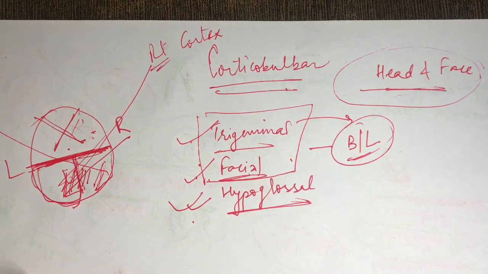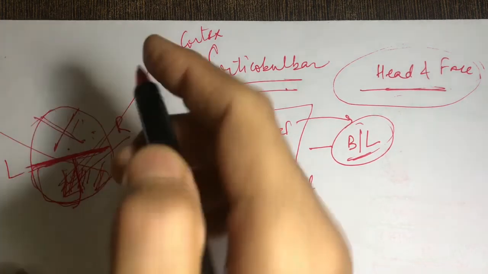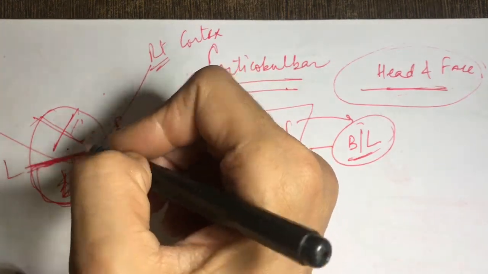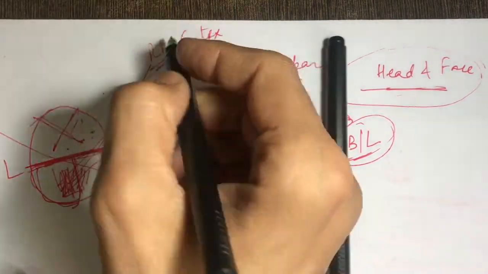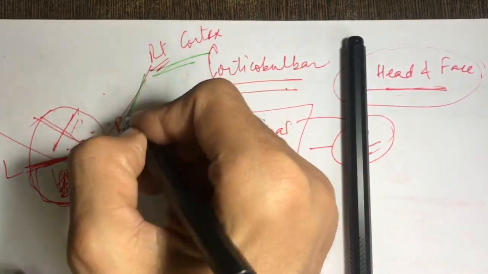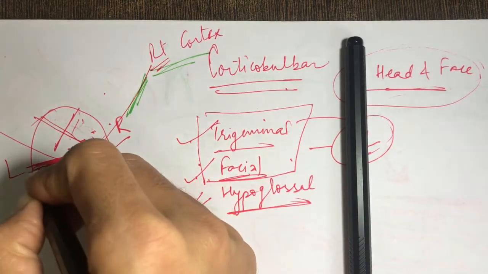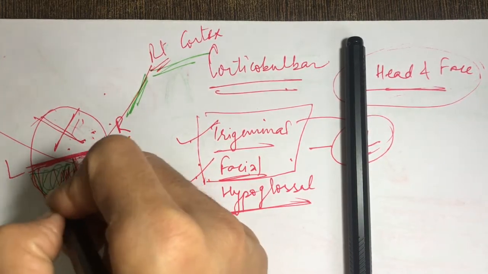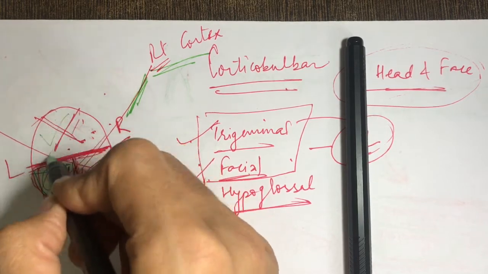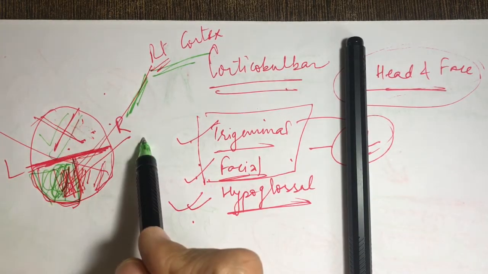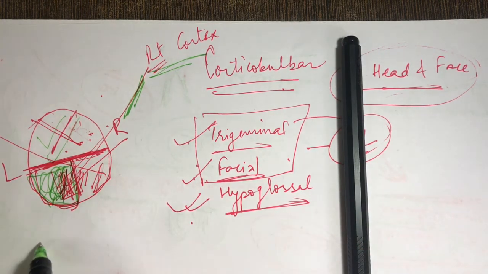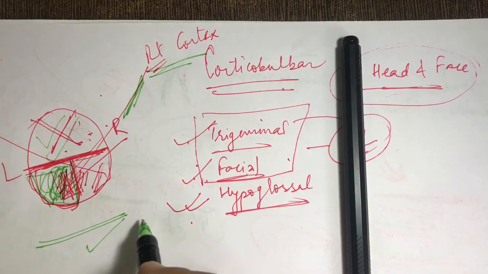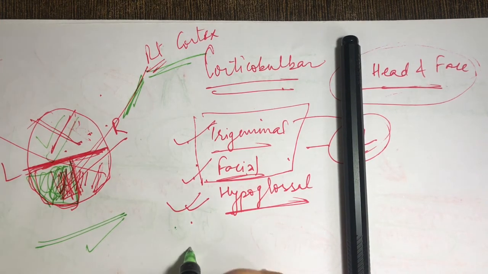That's why damage to the corticobulbar fibers on one side will produce weakness only in the lower face. Say if the right corticobulbar tract is affected, then there will be weakness on the left lower face. The upper left face will be normal because it has bilateral representation. Okay, so that's how the cortex controls the spinal as well as the brainstem pathways.